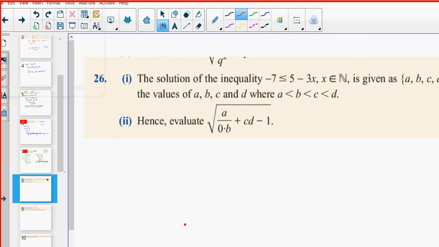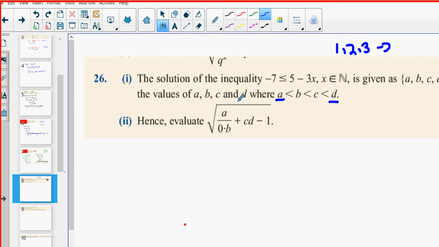It shows the solution of the inequality minus 7 is smaller than or equal to 5 minus 3x. X is an element of N, what does that mean? So it has to be 1, 2, 3 and above, yeah? Any of those numbers. Write down the values A, B, C and D, where A is the smallest and D is the biggest. Do you get why that is? A is smaller than B, B is smaller than C, C is smaller than D.